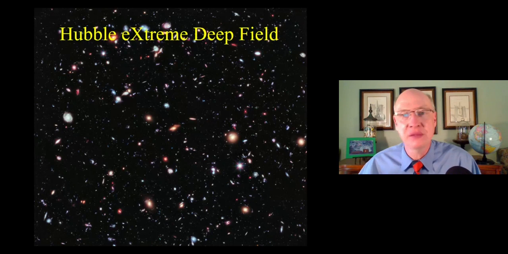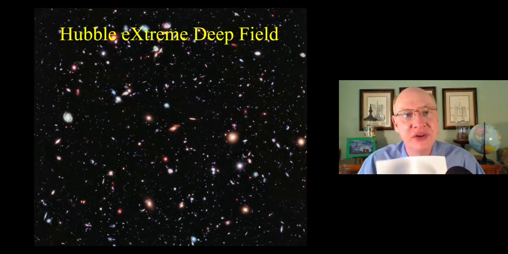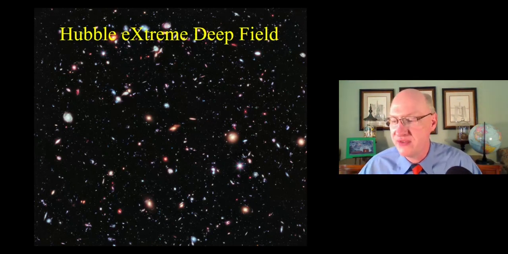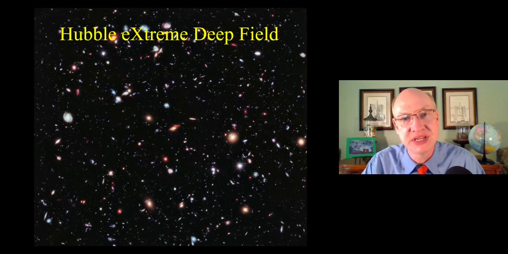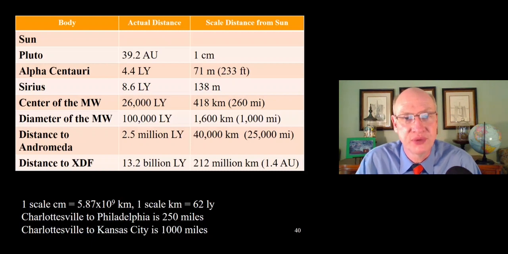So on our scale model, where Pluto is about 1 centimeter from the sun, the nearest star is over 100 meters away across the street. Our Milky Way galaxy is about 1,000 miles across, with the nearest galaxy also about 1,000 miles across, located 25,000 miles away from us. How far is it out to the most distant object in the universe? Well, the distance to the most distant object in the Hubble Extreme Deep Field is, on our scale model, about 1.5 times further from the sun. That's how vast the universe is.